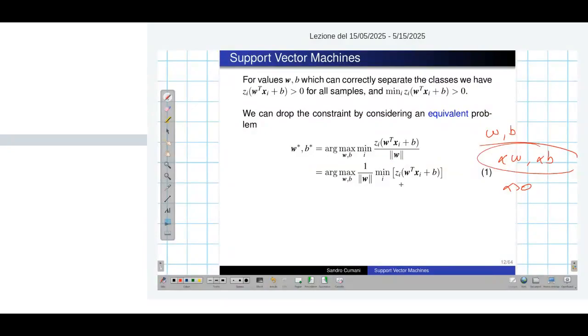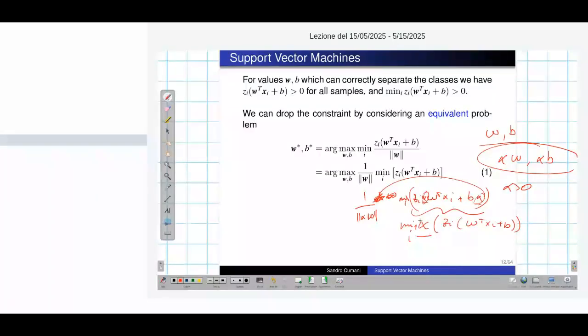How can I see it? Well, let's imagine that W gives me the optimal solution for this. Now, if I multiply W by alpha and B by alpha, I get zi times alpha W transpose xi plus B. These terms are multiplied by alpha. The minimum over i, and then outside I have 1 over the norm of alpha W. Now, this alpha, I can bring it outside as well because I can collect the alpha. Here I can write it as alpha zi W transpose xi plus B. Then I have the minimum over i of this, as before. I can bring the alpha outside, and I can bring alpha outside of this norm because the norm of alpha W is alpha times the norm of W.